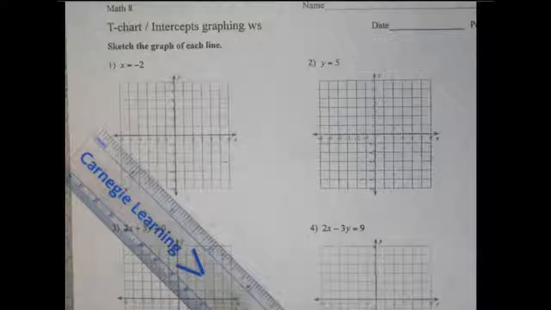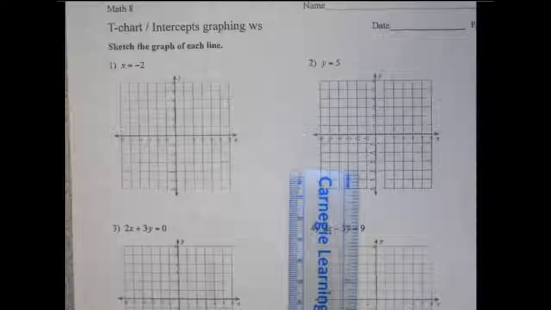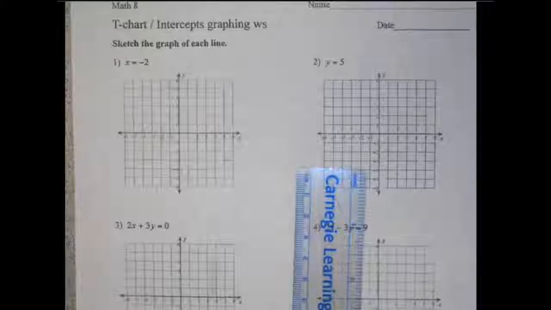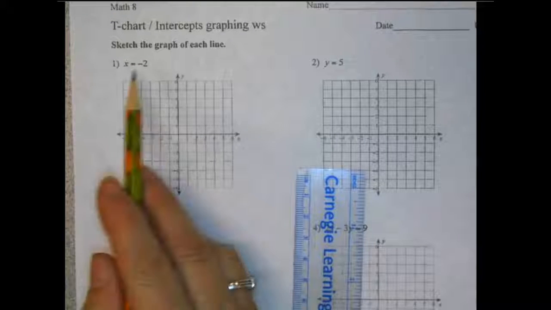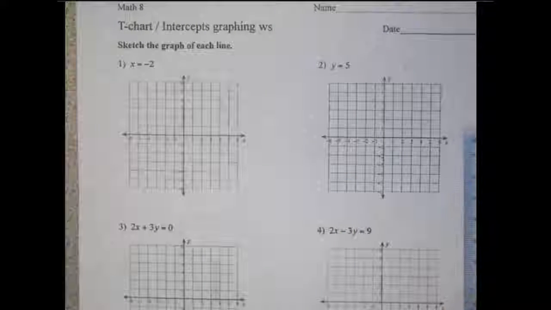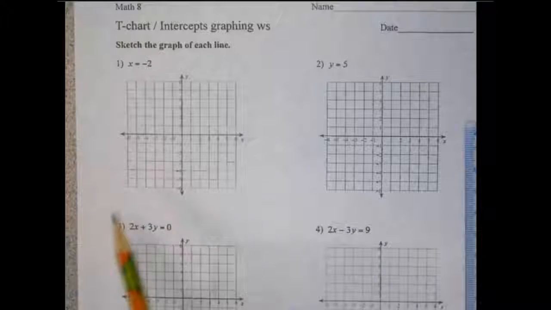Right, so we're going to go back and do some refreshing and then some new stuff with T-charts and graphing. Yesterday we started sketching the graph of a line using intercepts. Today we're going to continue using intercepts and then also some old stuff that you remember, T-charts.